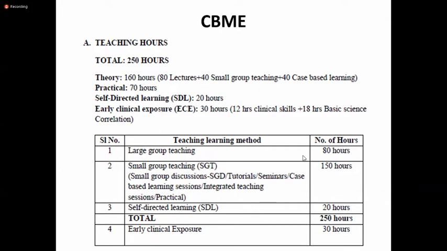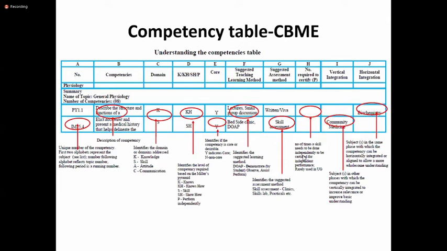A competency, you can see here, is described in this competency table given by the CBME syllabus of the National Medical Commission. If you go to the NMC website and type CBME, you will get three booklets, volumes 1, 2 and 3. Volume 1 includes all the first year subjects: anatomy, physiology, and biochemistry. The whole syllabus has been divided into many competencies and described in this format.